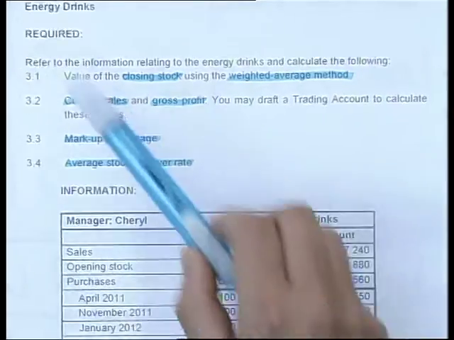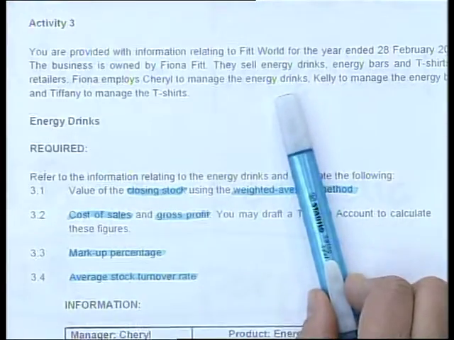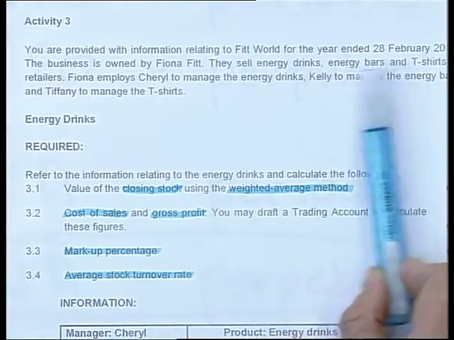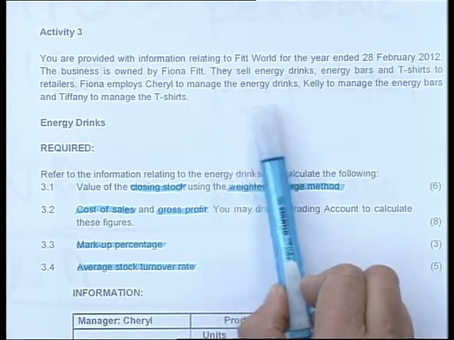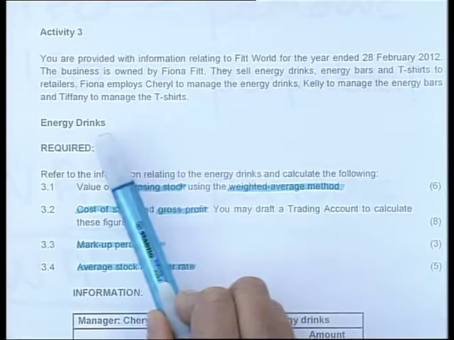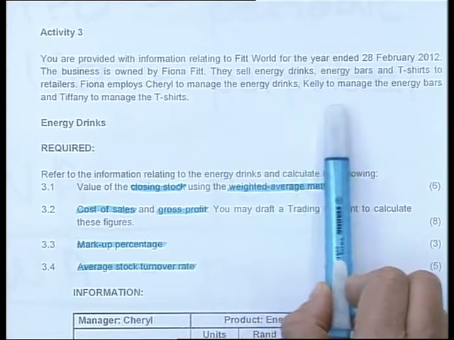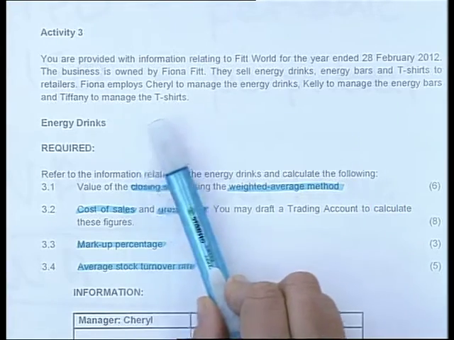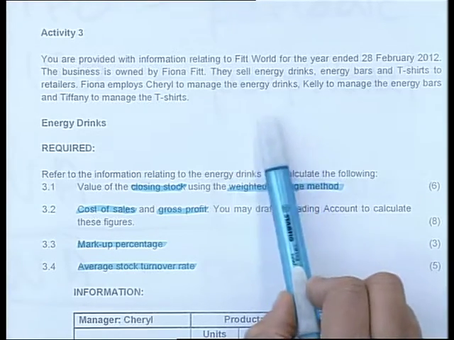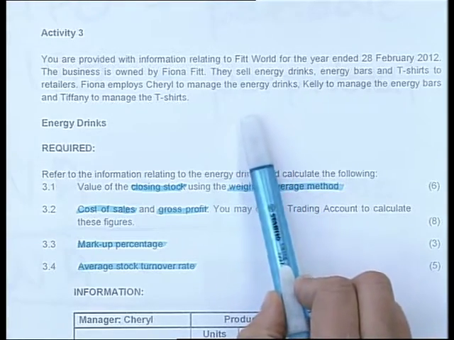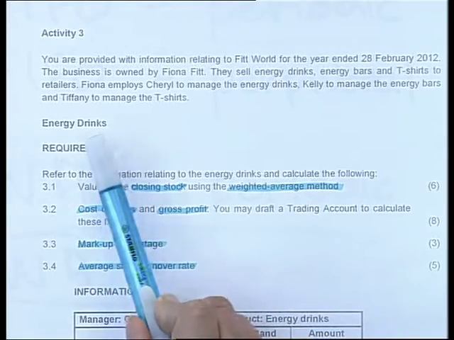Okay. They say, you are provided with information relating to Fit World for the year ended 28 February 2012. The business is owned by Fiona Fit. They sell energy drinks, energy bars, and T-shirts to retailers. Fiona employs Cheryl to manage the energy drinks, Kelly to manage the energy bars, and Tiffany to manage the T-shirts. You will see some of this information is given in activity 5 as well. Okay, now they say, this question is only with regards to the energy drinks.